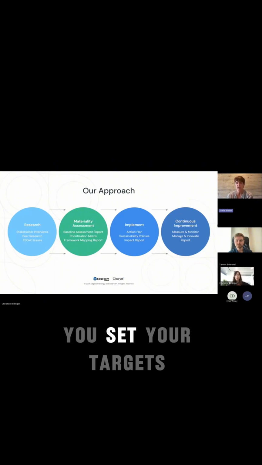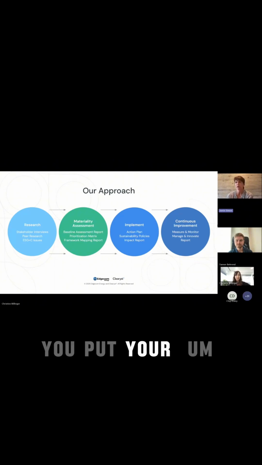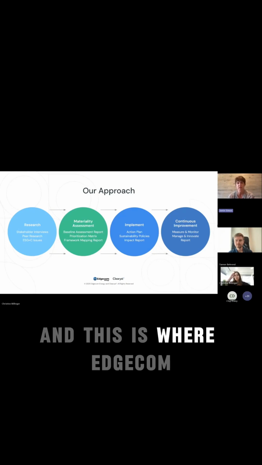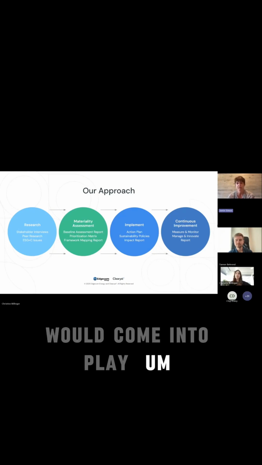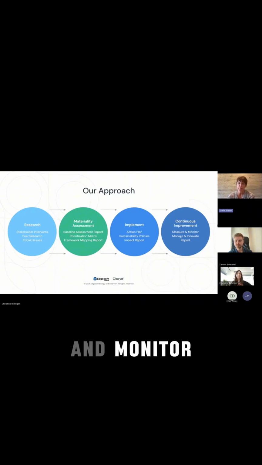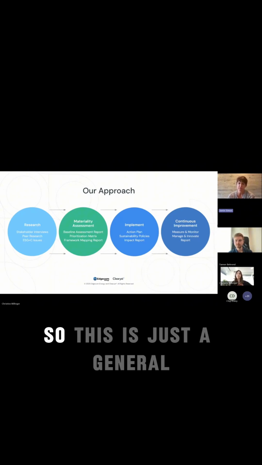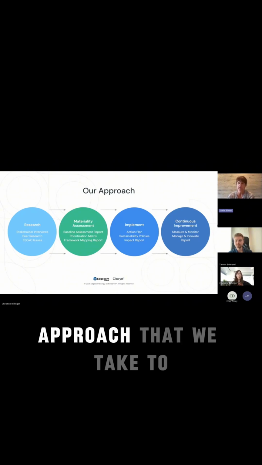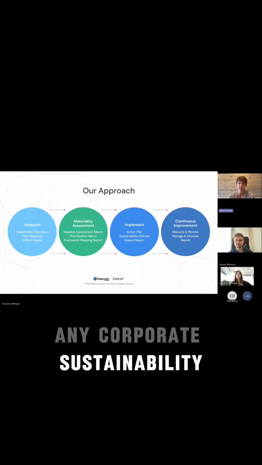And then you get into your implementation phase, where you put your action plans together, you set your metrics, you set your targets, you put your systems and people in place to make these happen. And this is where Edgecom would come into play. And then you measure and monitor and report on those initiatives. So this is just the general high-level approach that we take to any corporate sustainability strategy.